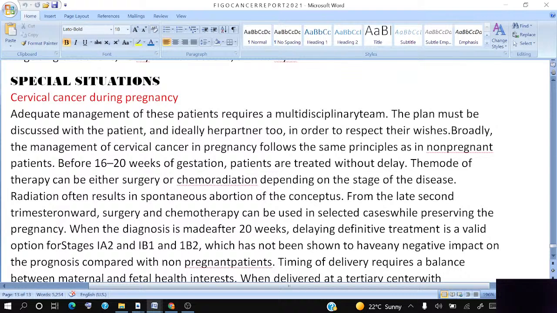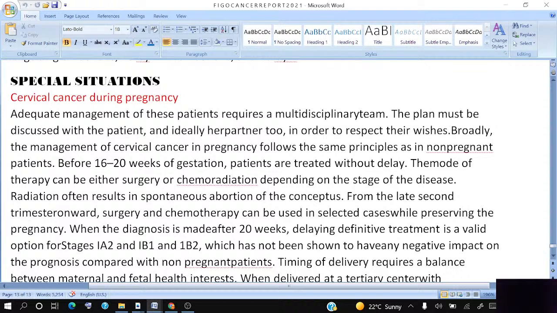So before 16 to 20 weeks of gestation, the patient is treated without delay. The mode of therapy is either surgery or chemoradiotherapy, depending on the stage of the disease. Radiation carries a risk of spontaneous abortion of the conception. We have to keep this in mind.